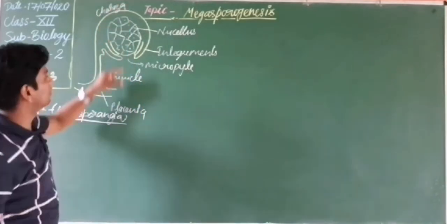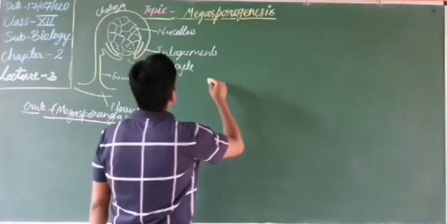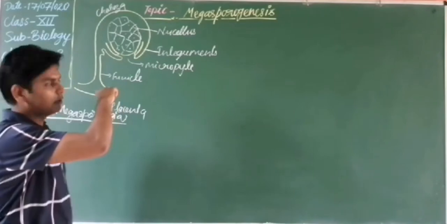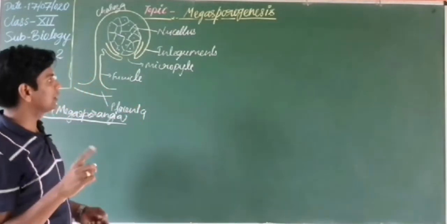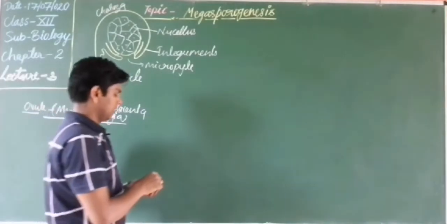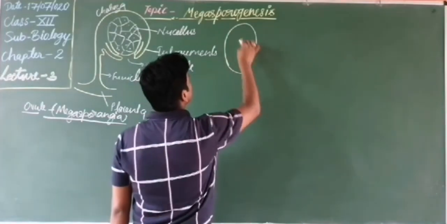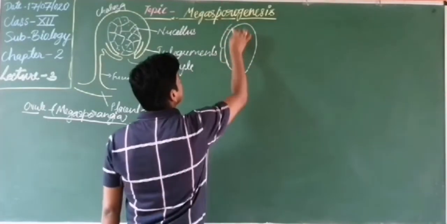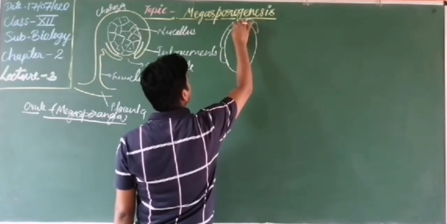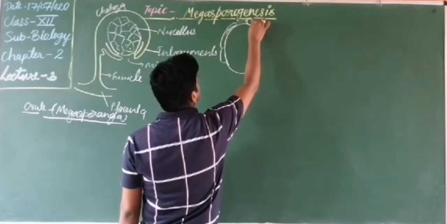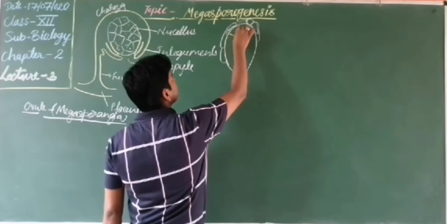So here the chalaza, and at this micropylar end, this is the anatropous ovule. I will draw the structure of an orthotropous ovule. I told you earlier about the types of ovule. Suppose this one is the ovule. This is the outermost covering, you are looking here, and here this is the nucellus.